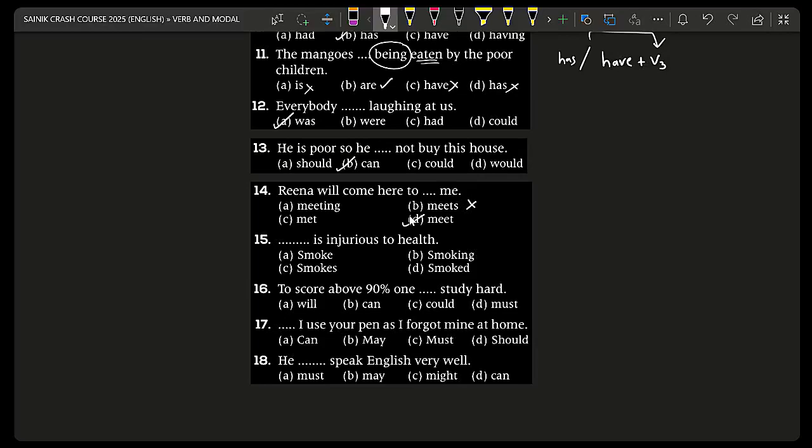Next, read the 15th question. Dash is injurious to health. Smoking. Very good. Smoking is injurious to health. Very good, Srivatsav, you can mute yourself.